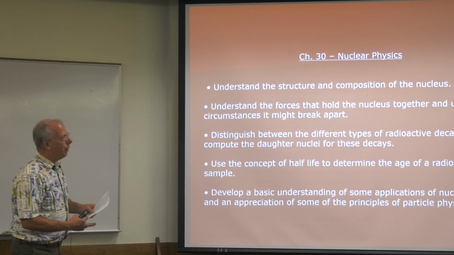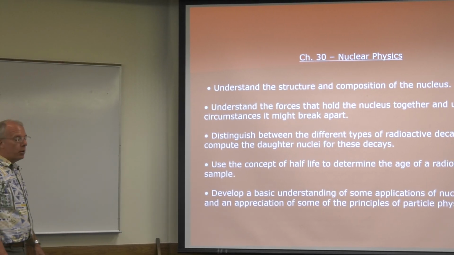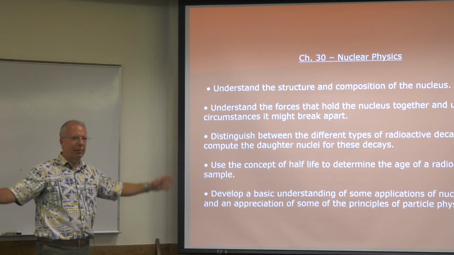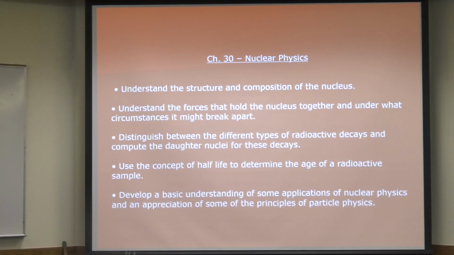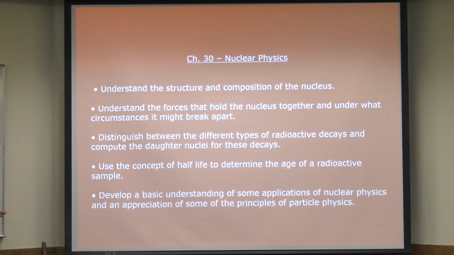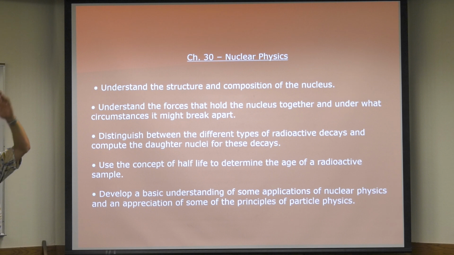So the last chapter for Physics 106, nuclear physics. Most people enjoy this chapter because it's easy. Okay, so we're going to understand the structure and composition of the nucleus. So all we care about is the nucleus. We don't care about the electrons orbiting the nucleus. We just care about the nucleus.